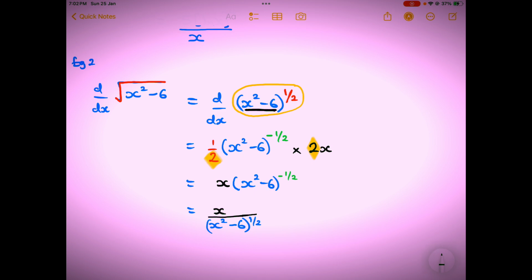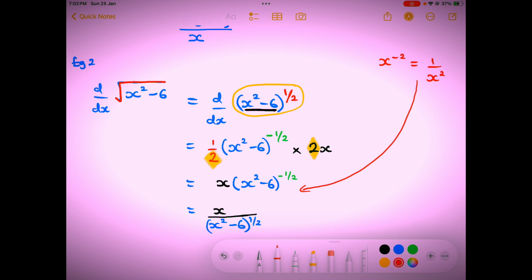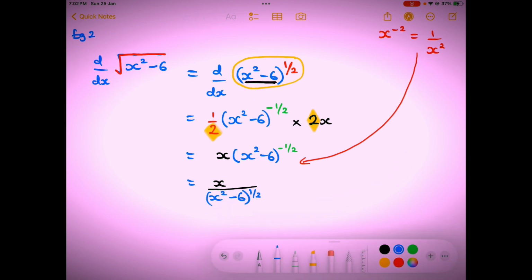Don't forget, when we did indices, we said we can change from a negative index into a positive index by writing it this way. So it is the same principle that we have applied here. We have changed from the negative index into a positive index. So guys, we are not done. We can simplify further, right?